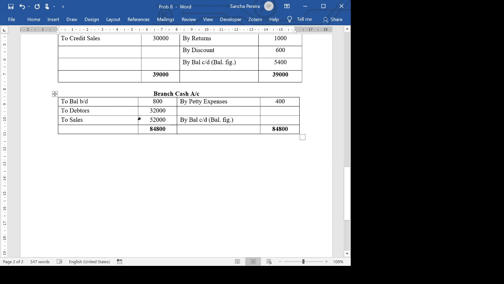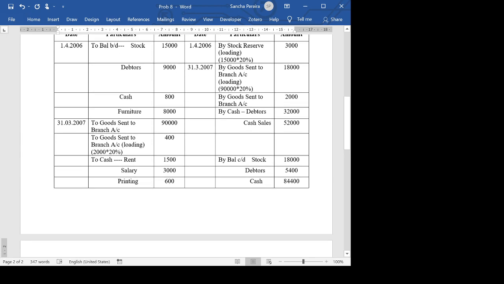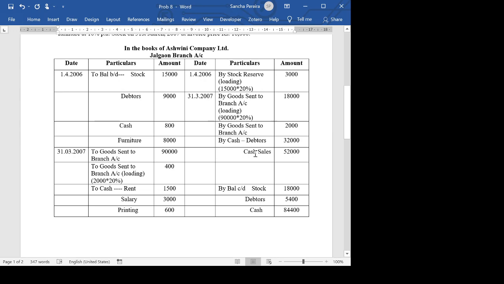Look at all these transactions. You had an opening balance of cash 800. Okay, so you had a cash of 800 rupees. Very good, Rupa. Only sales? Okay, we had an opening balance of 800 rupees. We received an amount of 32,000 from debtors. We received an amount of 52,000 from cash sales. But we know that we have sent this to the head office.